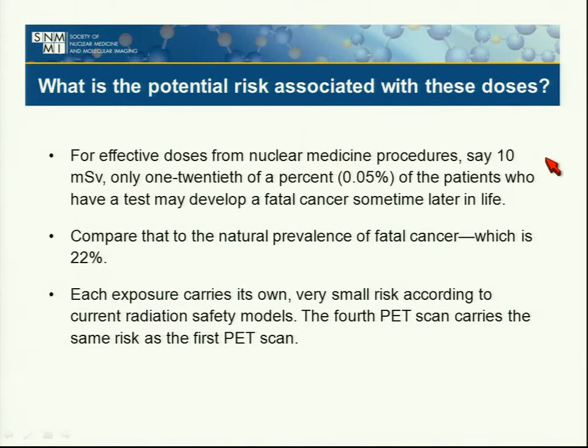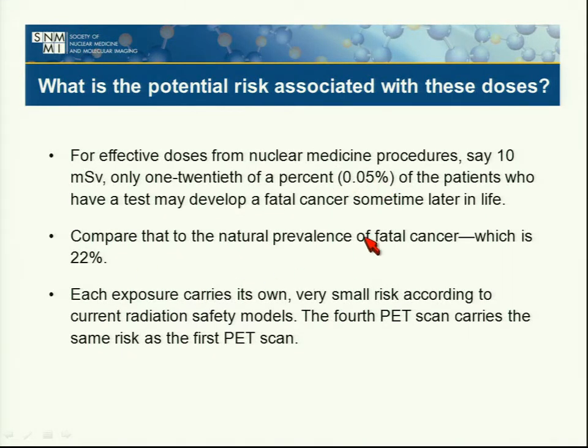From the data that I told you about, mostly from the Hiroshima and Nagasaki survivors, we have decided that 10 millisieverts, a little bit more than some of the tests I showed, a little bit less than others, leads to about 1/20th of 1% of the patients who get a CT test that gave that dose may develop a fatal cancer sometime in the rest of their life. Not tomorrow, not next week, but sometime probably between 10 years from now and the rest of their life. Okay, that's pretty low, 0.05%, 1 in 2,000.